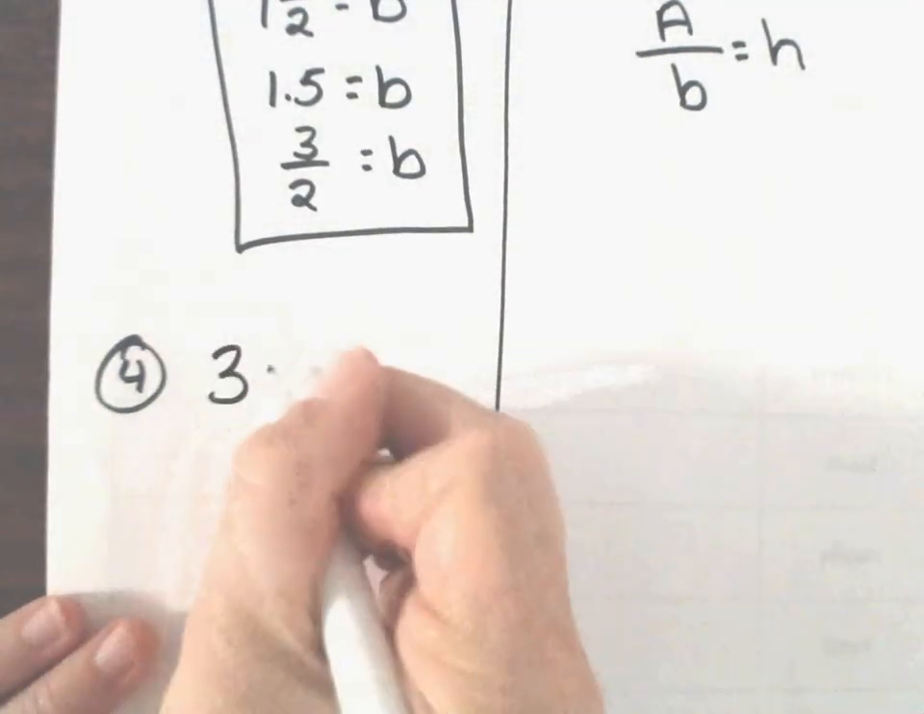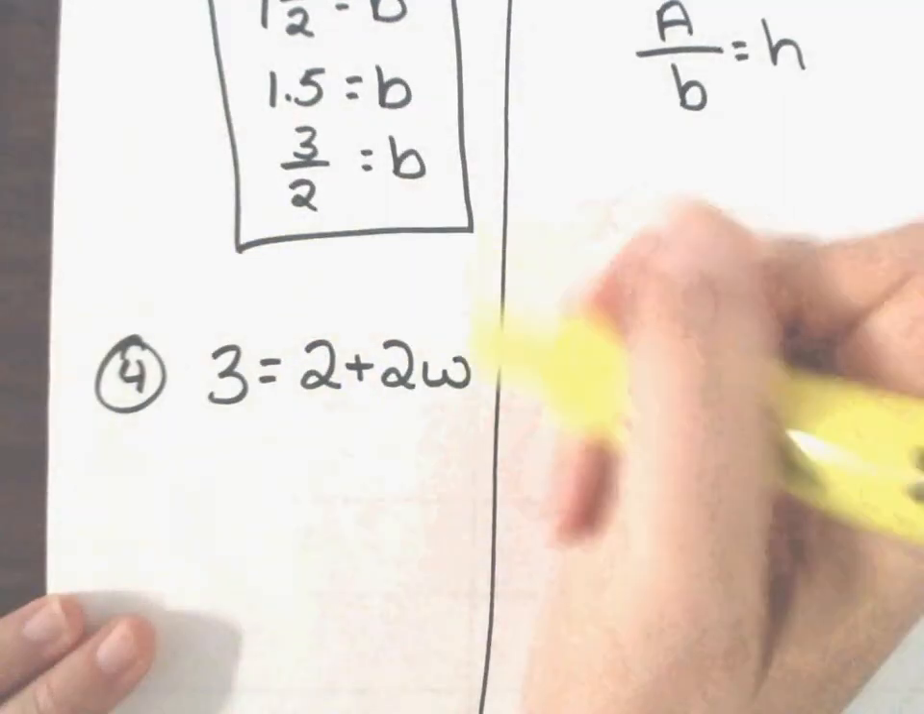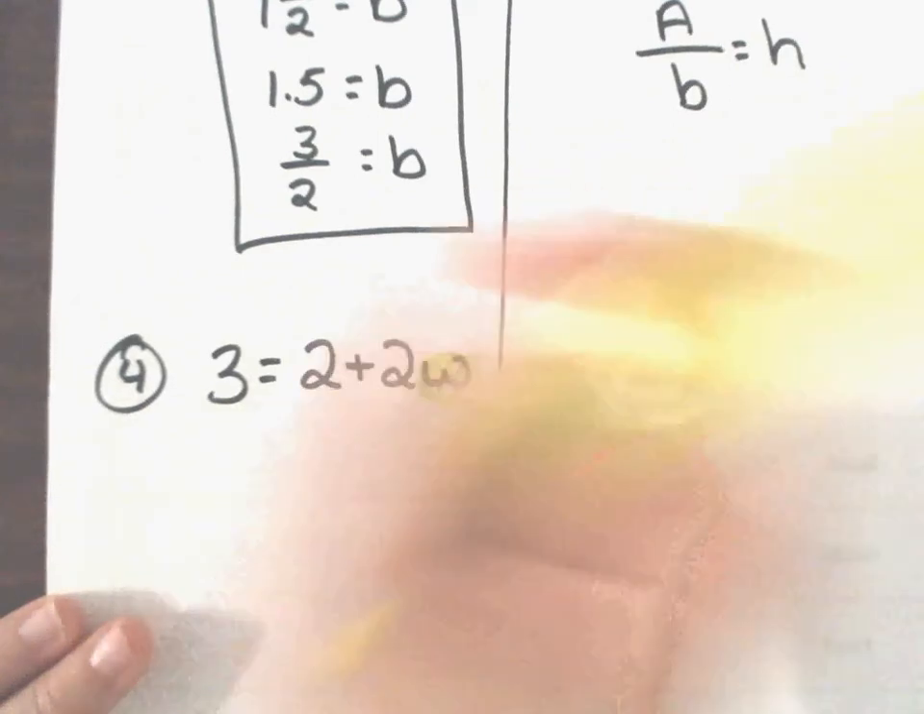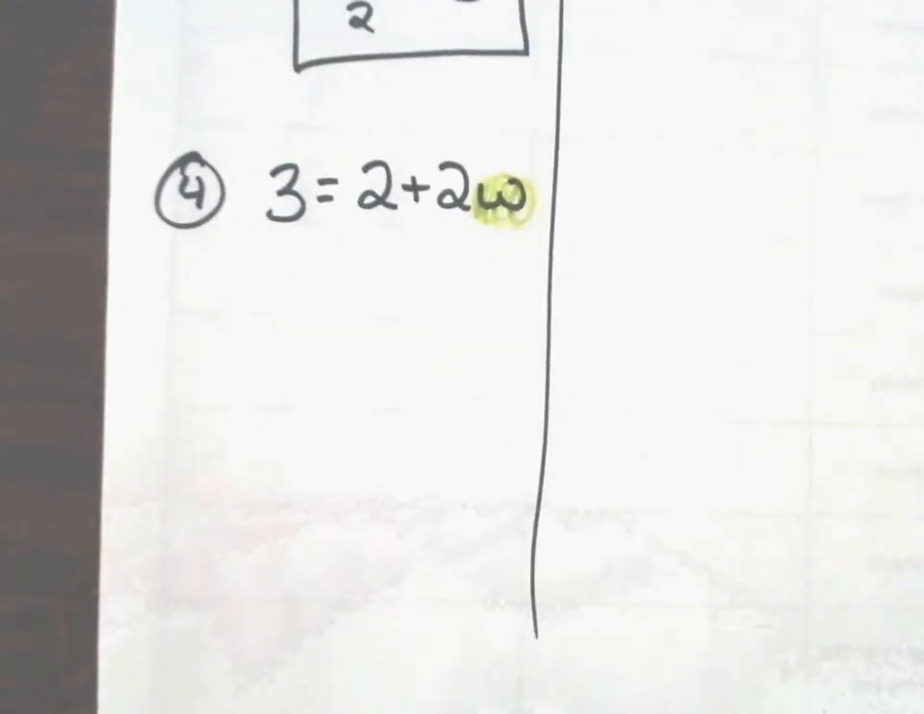Okay, so let's look at this one. 3 equals 2 plus, this is the last one we're doing on this page. Okay, so solve it for W. So I do minus 2W? Not first, you're going to have to move the 2 first. Minus 2, yep, so minus 2.